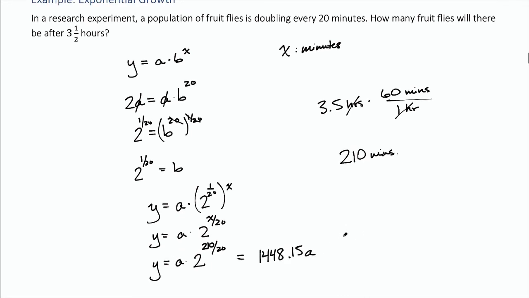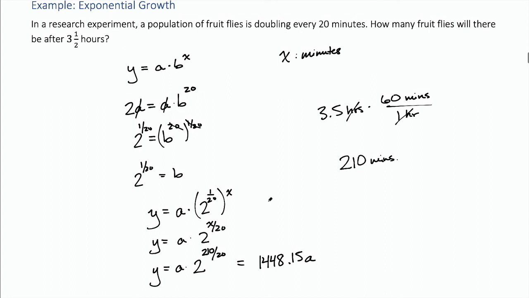So essentially what we can say is after 3.5 hours, our population will be 1,448 times the original size, which is pretty amazing, actually. And so that's what we can say. And of course, if we're told the initial size, we'd be able to give an exact number there.